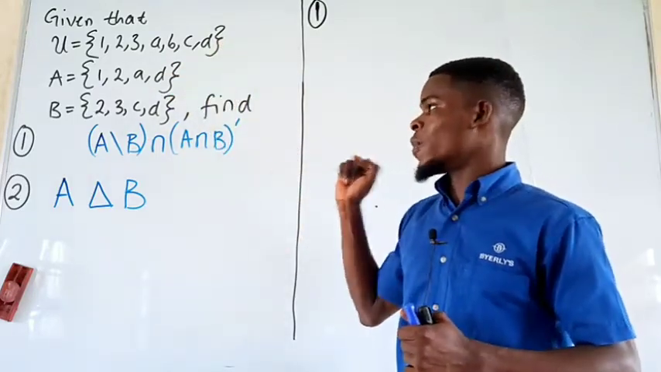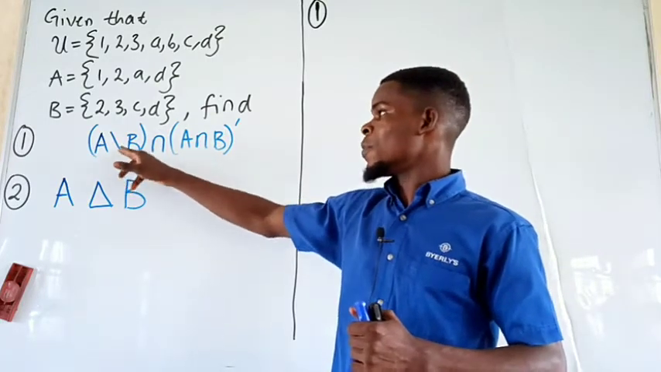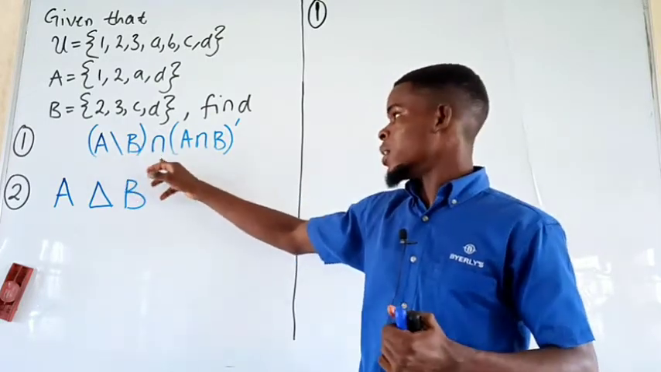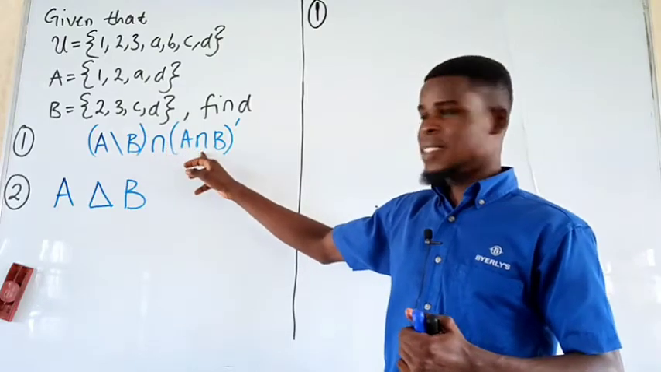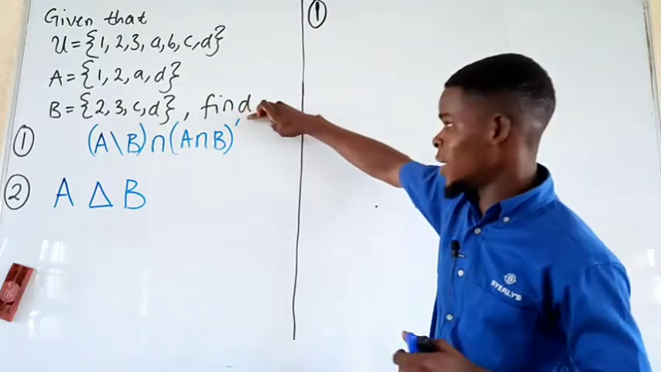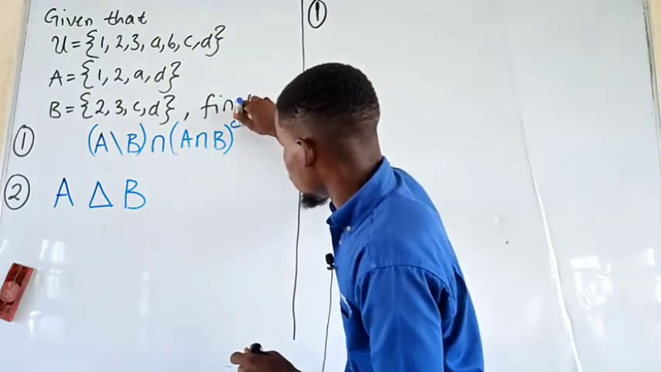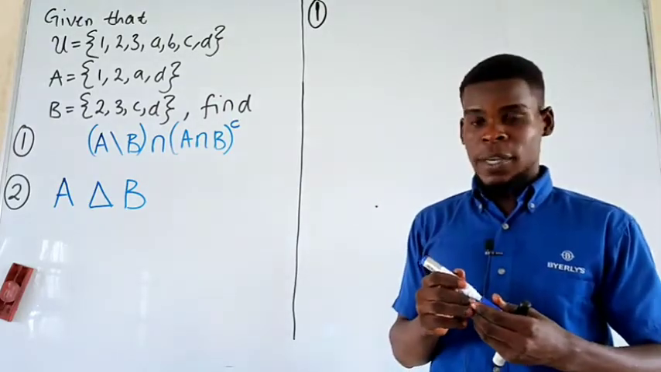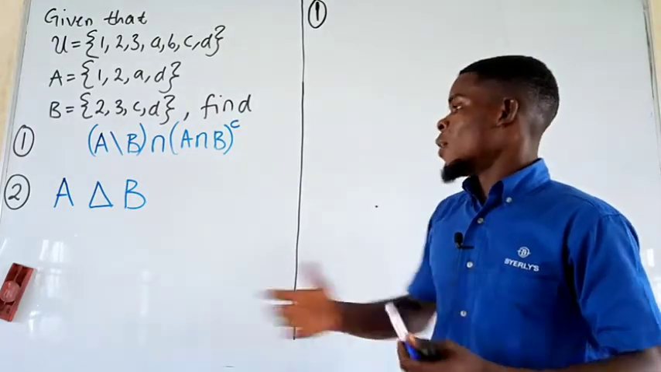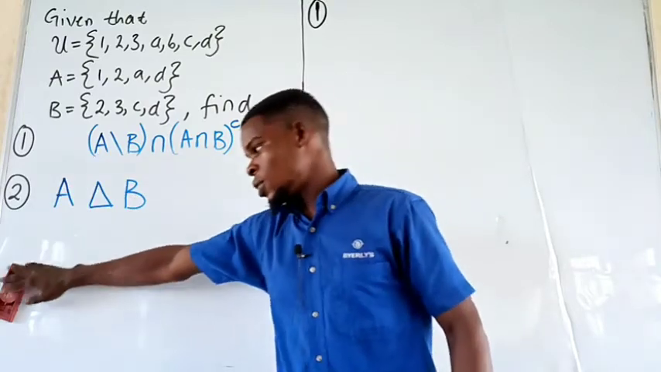Now, the first part of the question: we are to find A backslash B intersection (A intersection B) prime. This prime is more like complement, in fact, let me just use C for that, so it shows a complement. In this video, I'm going to answer the first question, and in the next video, I'm going to talk about the second question.